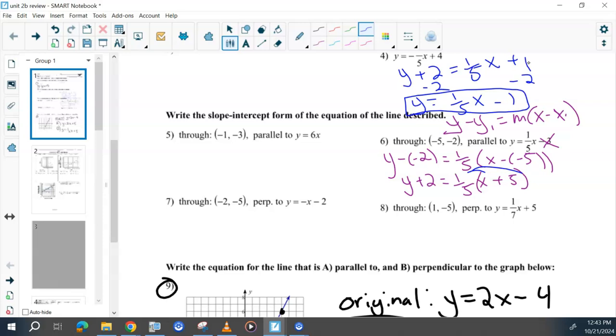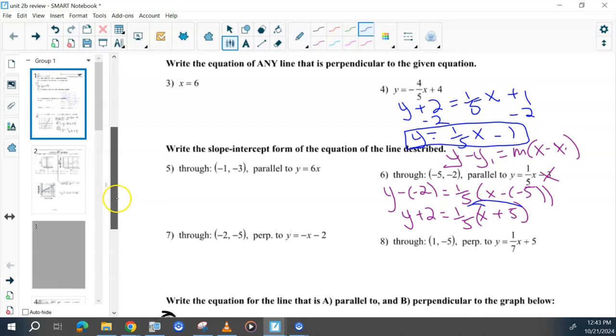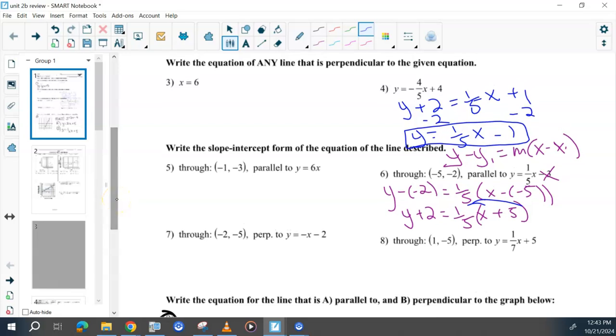Do you have any questions on that or any other questions on this page? Yeah. So if I'm looking for something that's perpendicular to 4, I'm going to take this fraction and flip it to 5/4 and make it positive. So positive 5/4. And then, because it's perpendicular, the y-intercept can be whatever you want. I'm just going to make it the same.